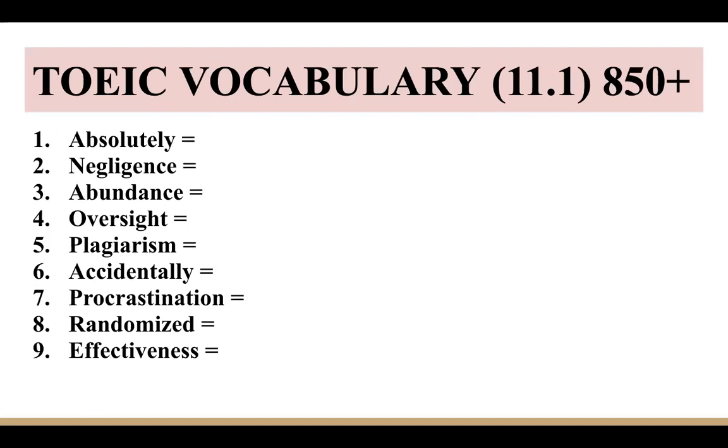Okay. And now we are going to do the vocabulary test, vocabulary for rhetoric. 11.1: absolutely, negligent, abandoned, oversight, plagiarism, accidentally, procrastination, randomized, and effectiveness. Just type only the one that fits. You can choose A.